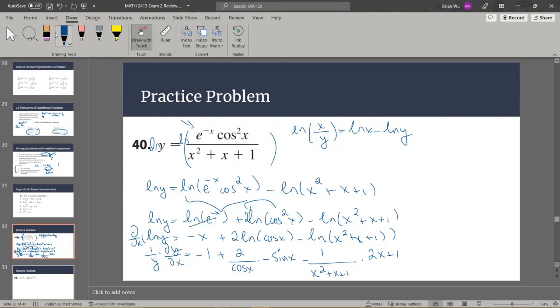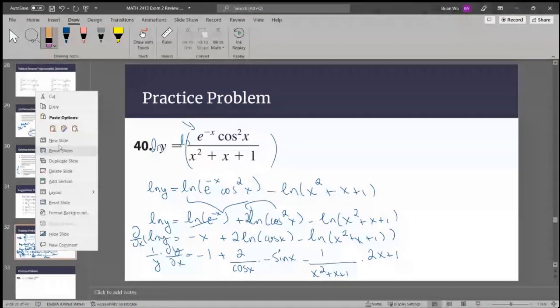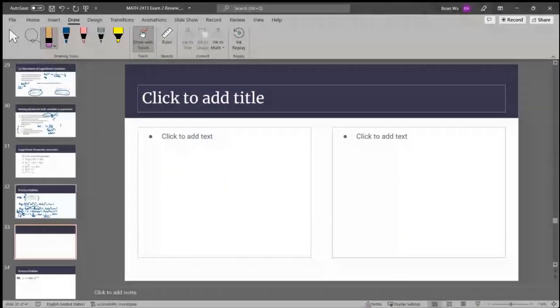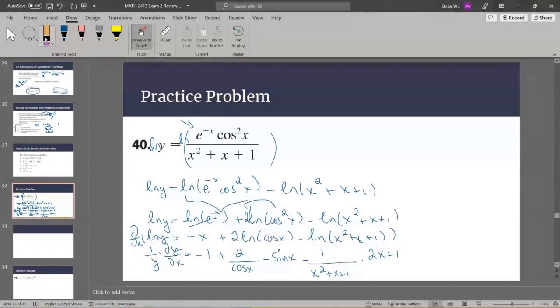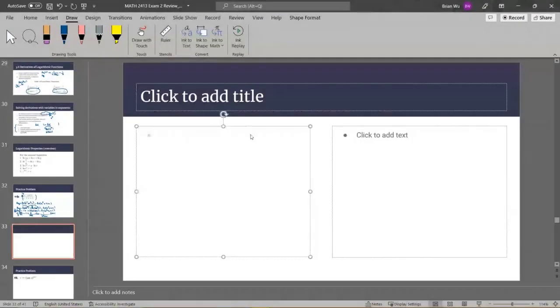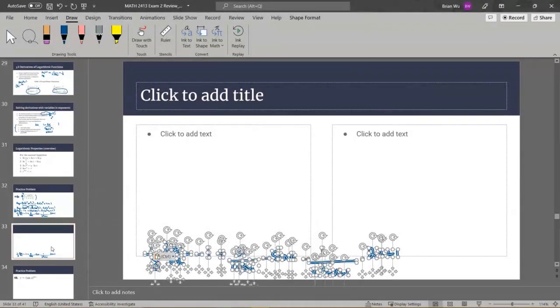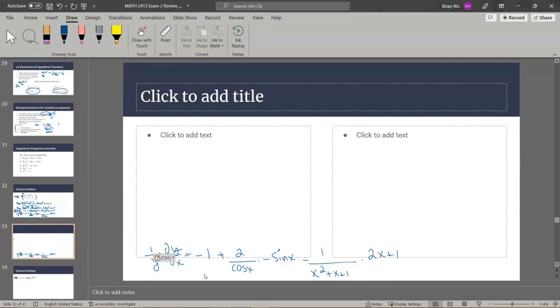And I'm going to make a little bit more room. In fact, I might just make another slide. Okay. Let's see. Okay, let's just stick to this one.